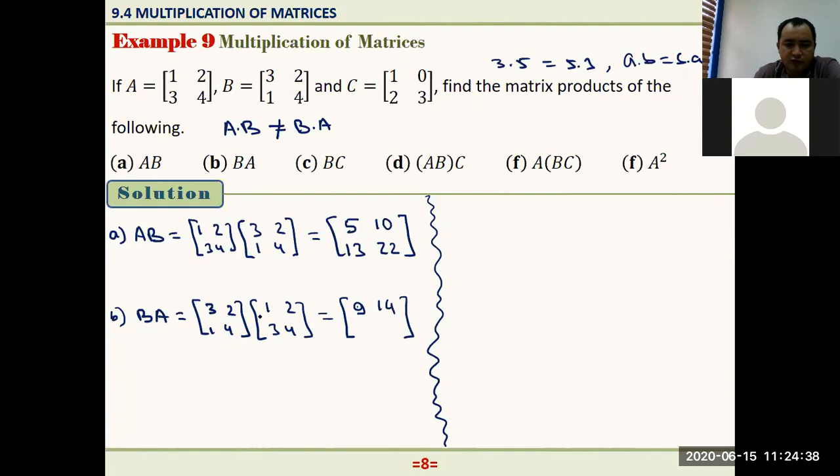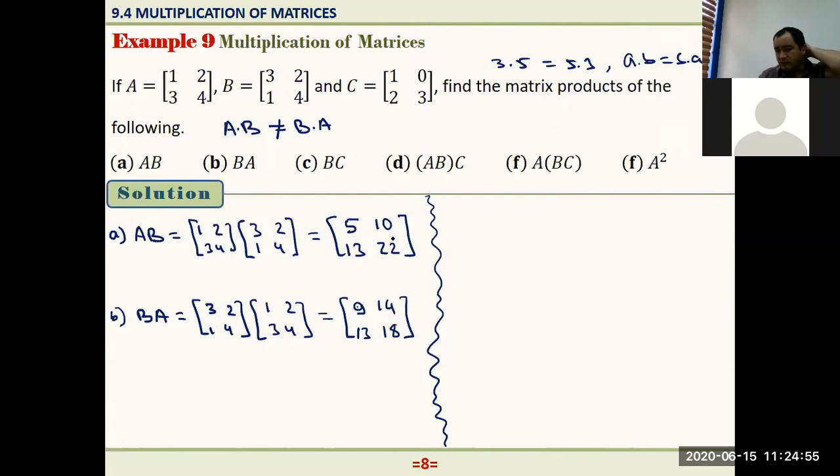second row, right? 1 times 1, 1, 4 times 3, 12. So here we have 13. First row by the second column, 1 times 2, 2, 4 times 4, 16. So the sum is 18.